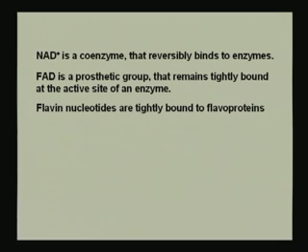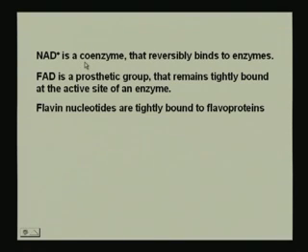Now, we have looked at these molecules before. Okay. We will go into some of the details of what we looked at before. We considered these when we studied vitamins and coenzymes. Okay. NAD plus is a coenzyme that reversibly binds to enzymes. Okay. That is what a coenzyme is, and FAD is a prosthetic group that remains tightly bound to the active site of an enzyme, and we will see how these are utilized basically in the process of oxidative phosphorylation to give you ATP production.